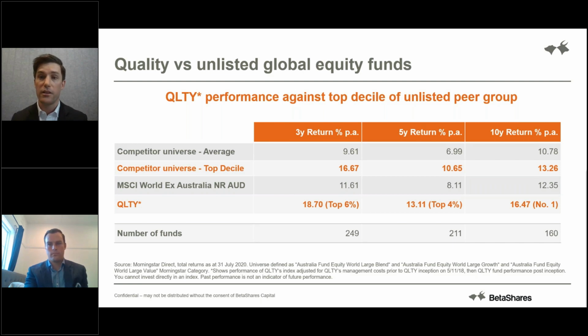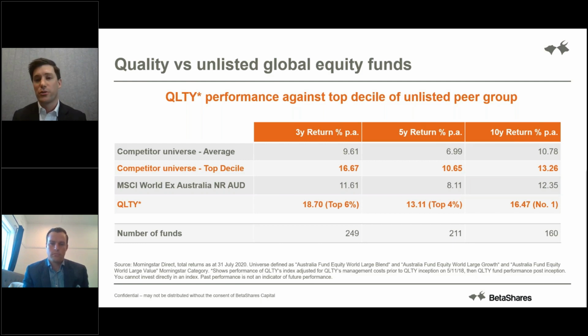So not only has quality delivered against broad market exposure, but it's also done extremely well against active managers. This is Morningstar data showing the return results from unlisted global equity funds, which are typically or largely made up of active managers. So we can see here that some active managers have produced outperformance over these various return periods. But when you look through their return profile, where a lot of these active managers are actually delivering that outperformance is through exposure to quality.